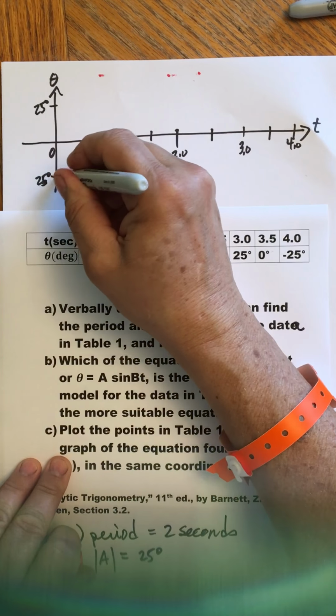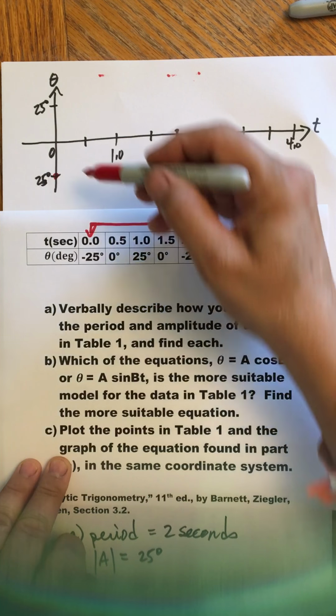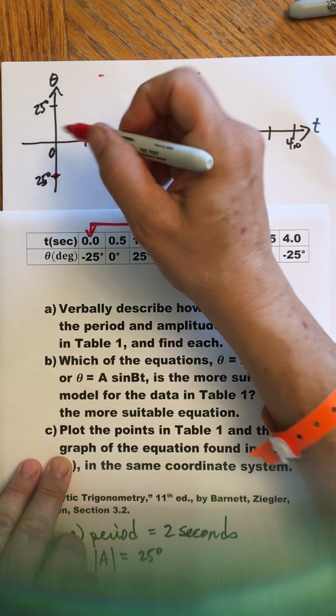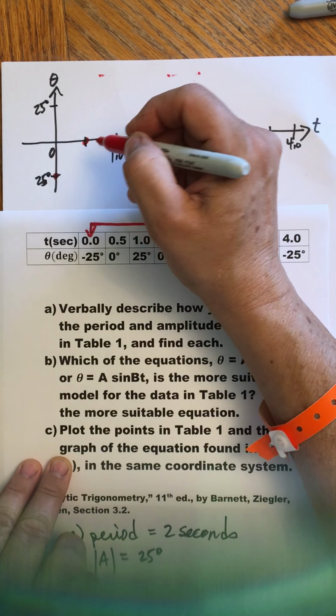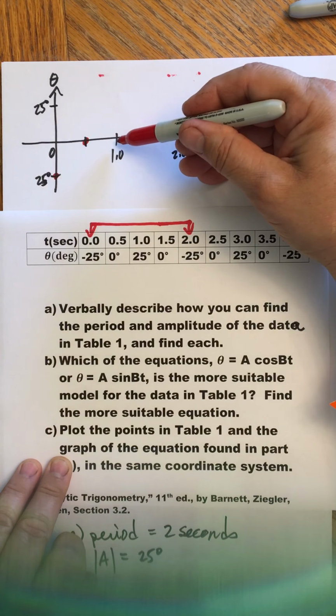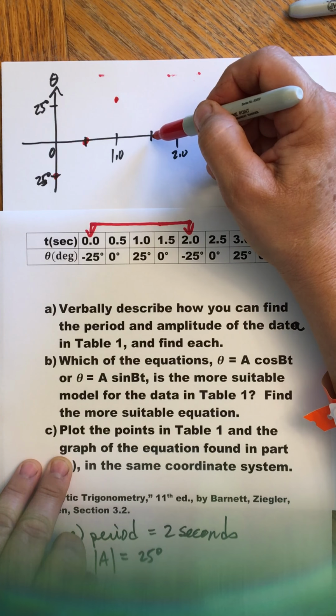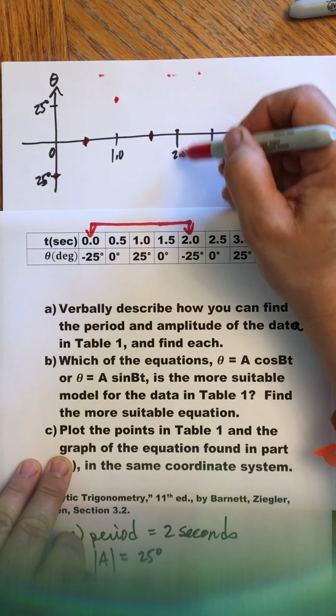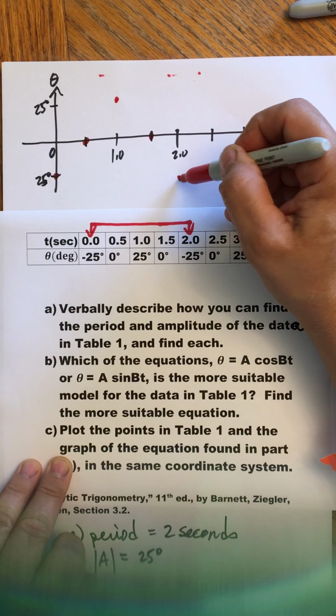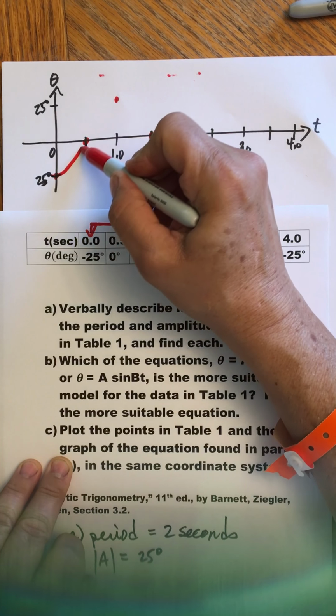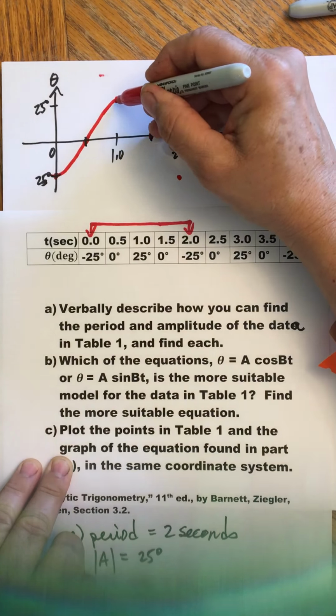I'd be here. And then at half a second, I'm at 0 degrees. So I'm here. And then at 1 second, I'm at 25 degrees here. And then finally at 1.5, I'm back to 0. And at 2, I'm back at 25 degrees. So we can see already one wave of what this looks like.